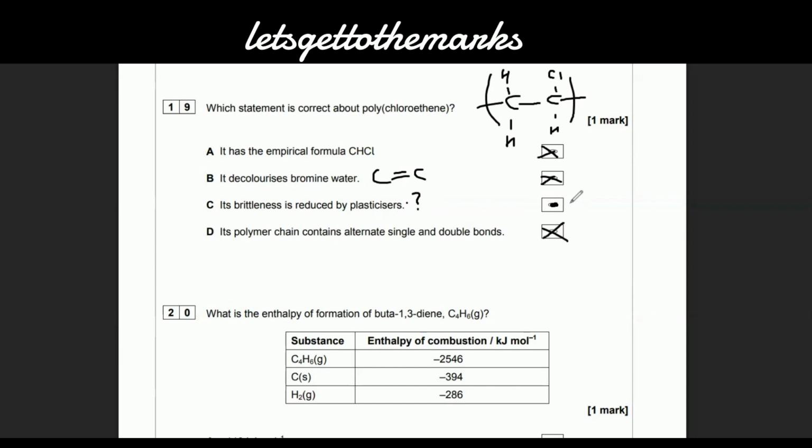You might say, sir, didn't you know that one? Well, I wasn't sure whether polychloroethene was massively brittle, but if you add plasticizers to any polymer, you are going to make them more flexible. So it kind of had to be the right answer, right? You're going to reduce brittleness no matter what. So that was the correct answer. Always good to go through all of them, though, eh?